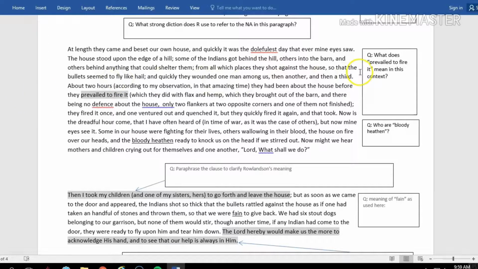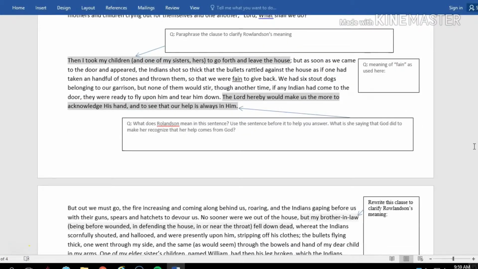Okay, the questions that go along with this paragraph. First one is, what does the prevailed to fire it mean in this context? And that is highlighted right here in the gray. Second question is, who are bloody heathen? And again, that's highlighted right here in the next to last line. Moving on to the next paragraph.